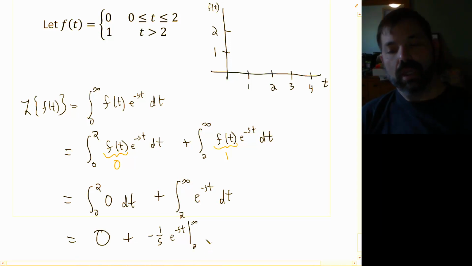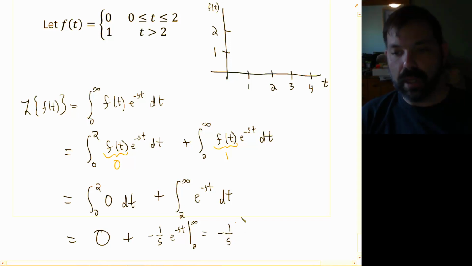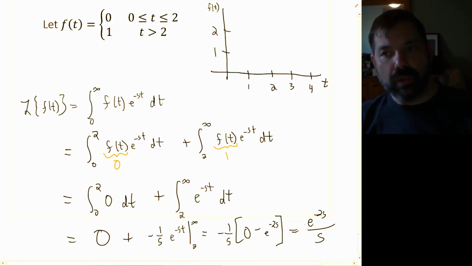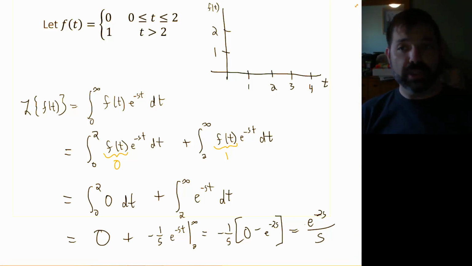from 2 to infinity. Substituting infinity, we get a 0, so that's negative 1 over s. I have a 0 and a minus e to the negative 2s. So then this ends up being e to the negative 2s over s. So if we have a piecewise defined function, we might need to go back to the definition and go from there, breaking up our integral into multiple integrals and evaluating. We'll see another approach for evaluating this Laplace transform later on in the course.